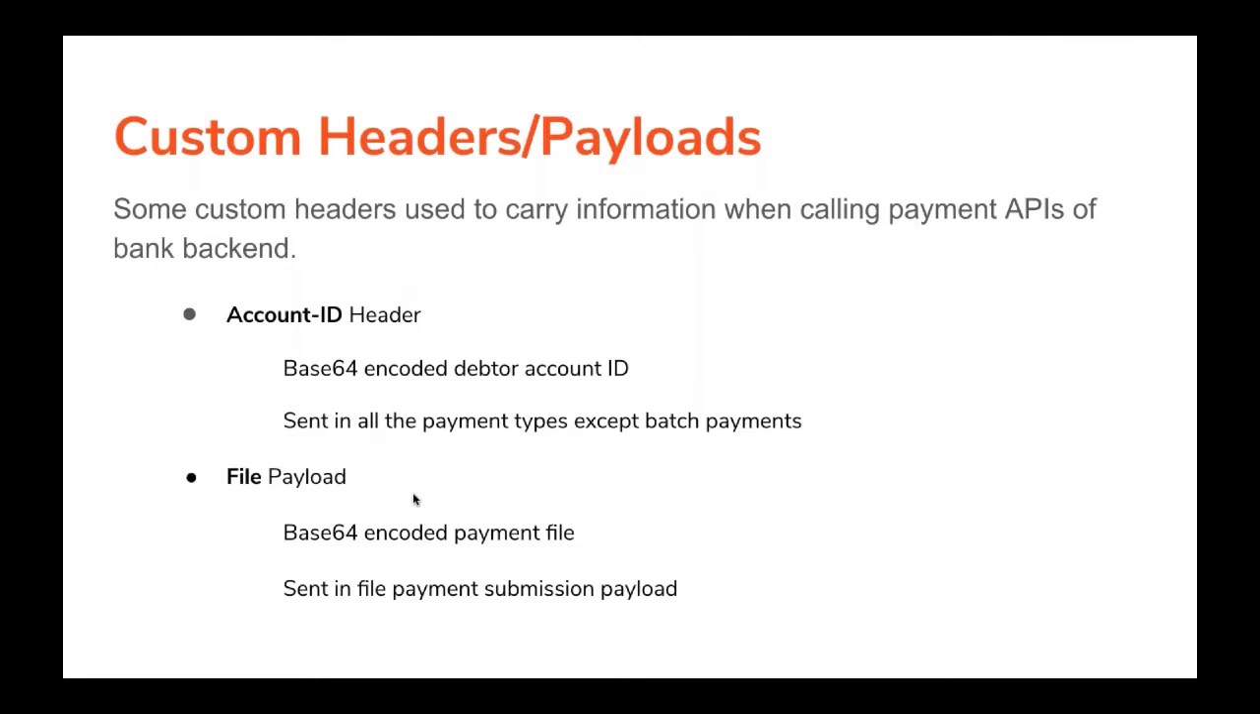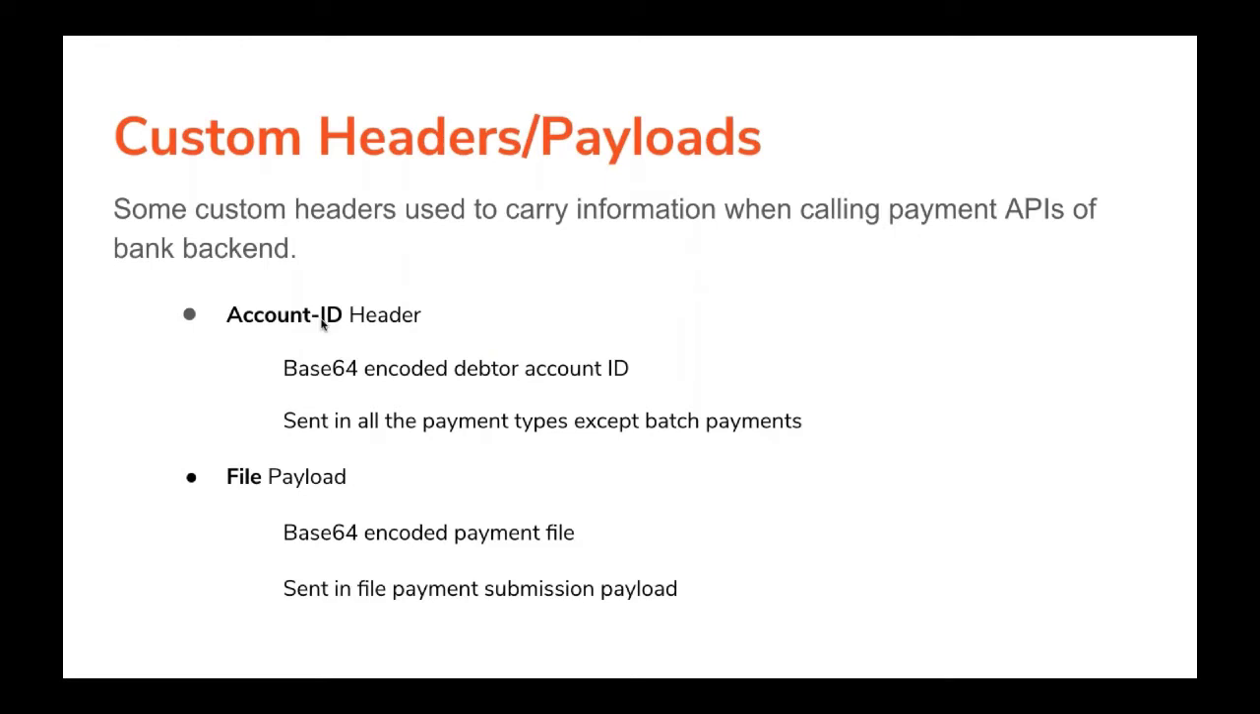When we submit a payment to the core banking backend, the bank has to know the account from which the fund is going to be deducted. For that, we use the account ID header, and this account ID header contains the authorized data account of the payment service user. This account ID header is sent as a base 64 encoded string, and this is set in all the payment types except batch payments.